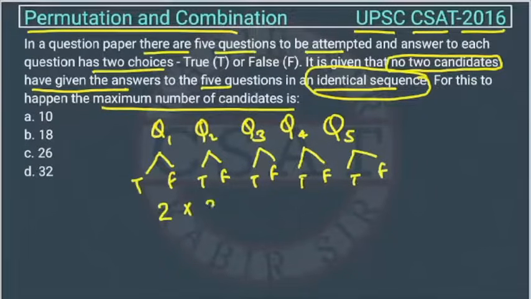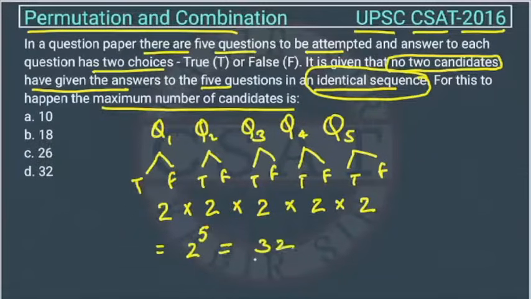Similarly, Q2 can be answered in 2 ways. Q3 can be answered in 2 ways. Q4 can be answered in 2 ways, and Q5 can be answered in 2 ways, right? So this will be equal to 2 raised to 5, right? तो कितना हो जाएगा? This is equal to 32, right? So there can be 32 candidates, right? Because we have to find the number of candidates. So there can be 32 candidates.